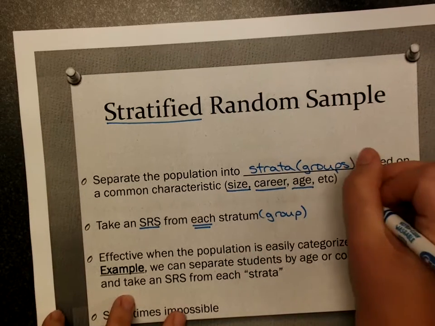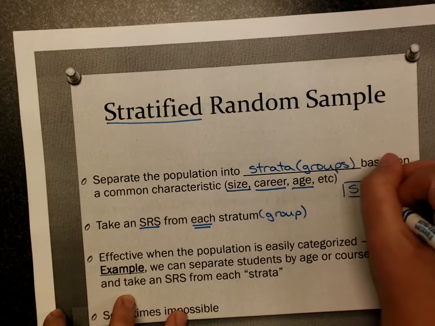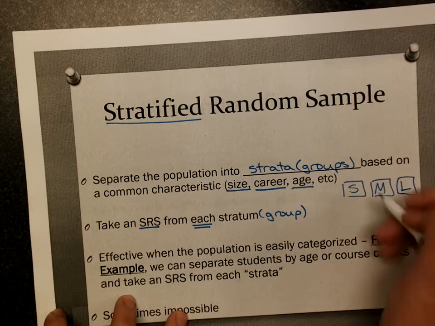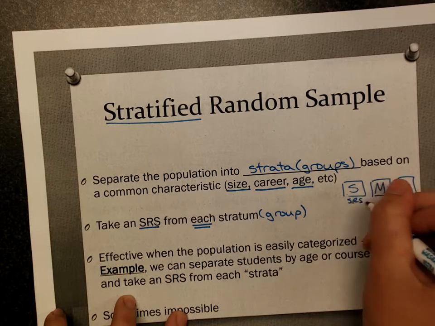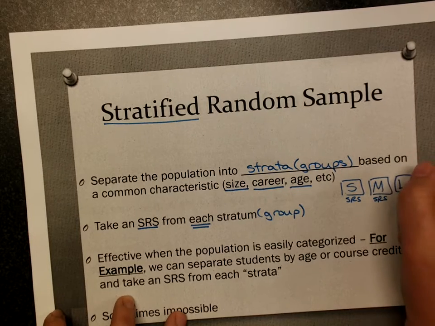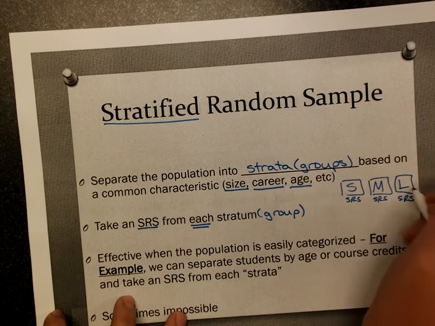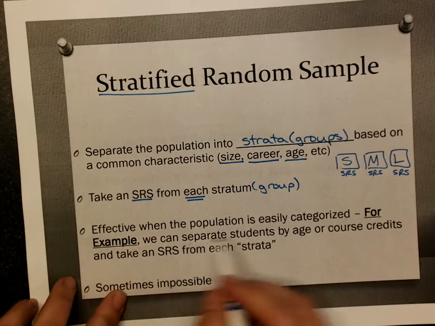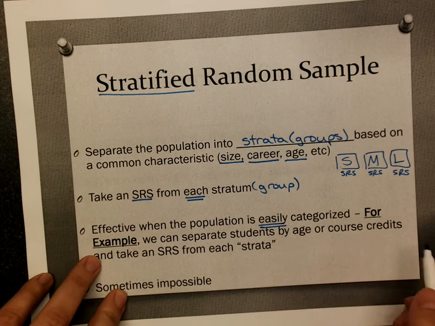So I might have a group of small, medium, and large, let's say rocks, and I'll take a simple random sample from the small rocks, a simple random sample from the medium rocks, and a simple random sample from the large rocks. So I'm getting a simple random sample out of each group. So this is effective when the population is easily categorized.